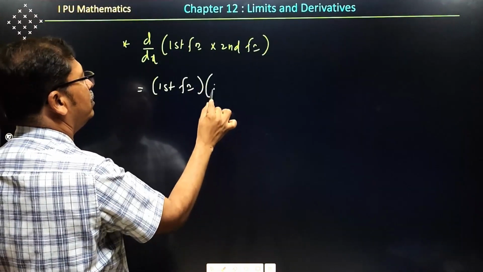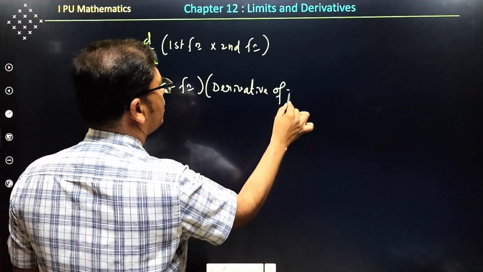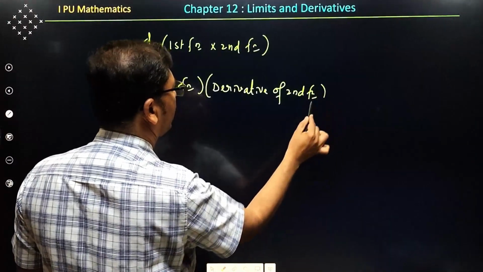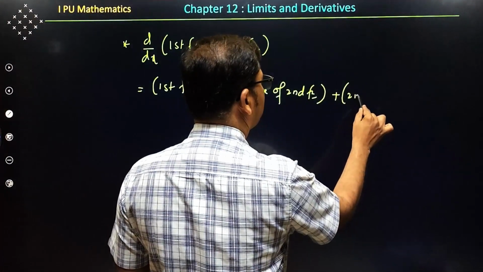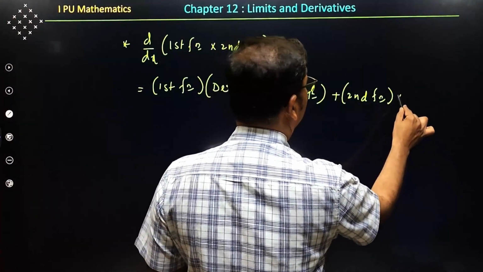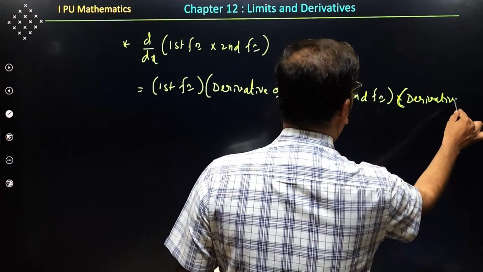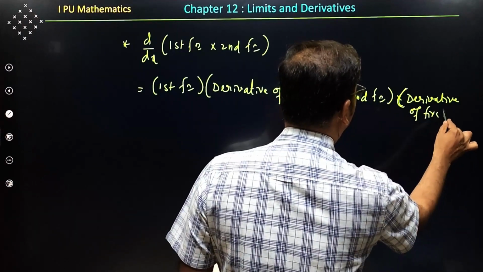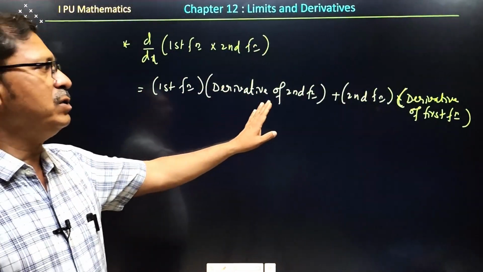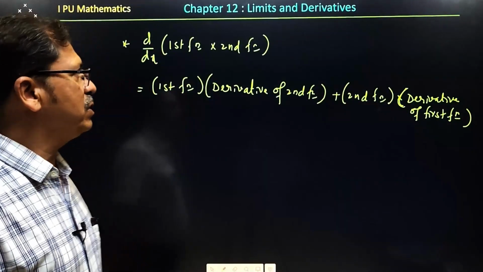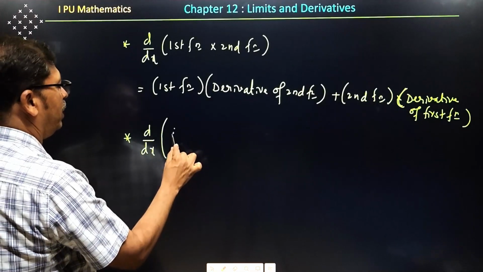First function into derivative of second function, plus second function into derivative of first function. Remember the rule in this manner. And for u by v, verbally you remember like this: d by dx of numerator divided by denominator.